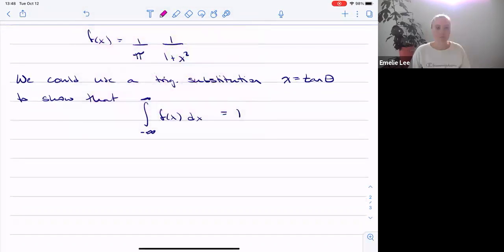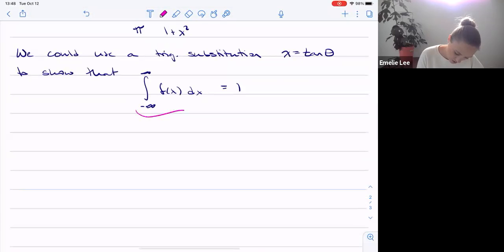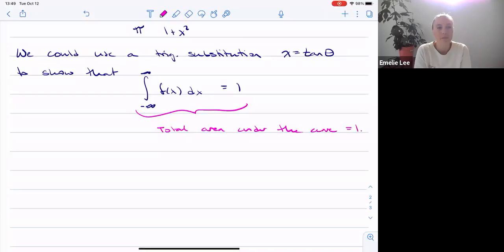What does that mean? It means the total area under the curve is 1. Right, and that's true. Total area under the curve is 1. That's what we can confirm there. And so you could go through and do it, but we're going to leave that alone.